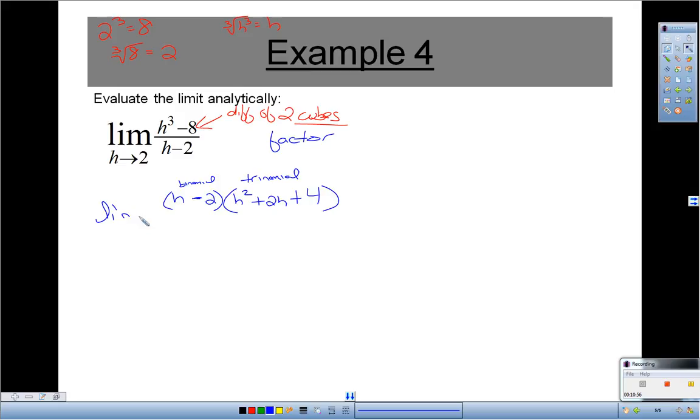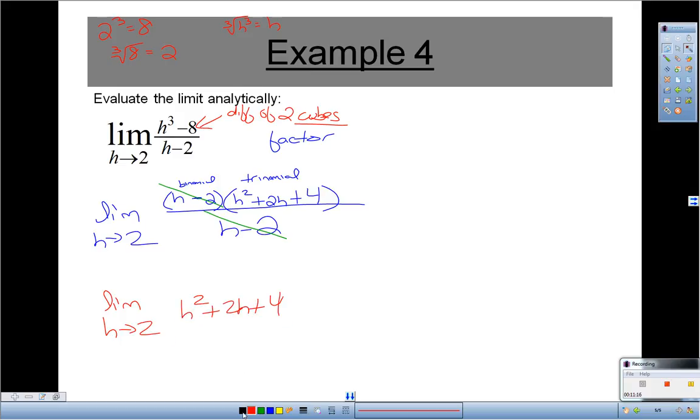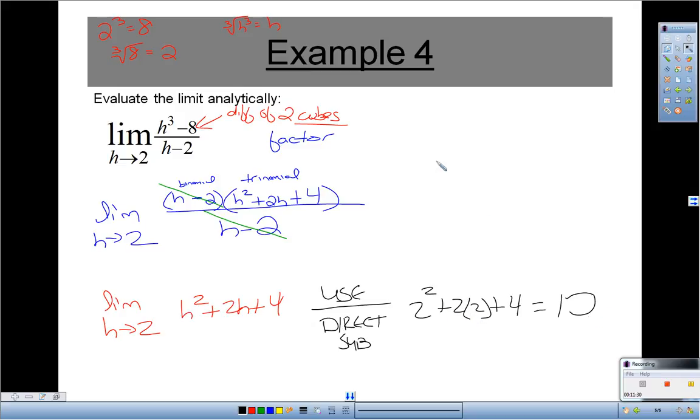All right, so we factored that, and so the numerator has been factored. The reason why I did that is this h minus 2 in the numerator will cancel out with this h minus 2 in the denominator. That leaves me the limit as h approaches 2 of h squared plus 2h plus 4, and so now I can use direct substitution. If I plug in 2, I'm going to have 2 squared plus 2 times 2 plus 4, and that should give me 12. So the limit as h approaches 2 for this function is 12.